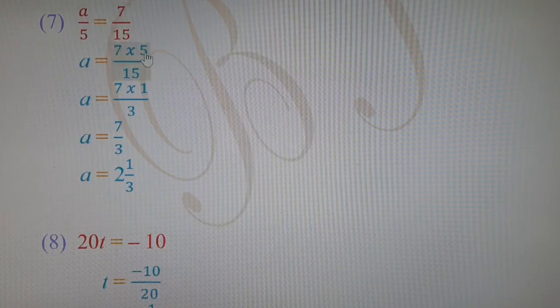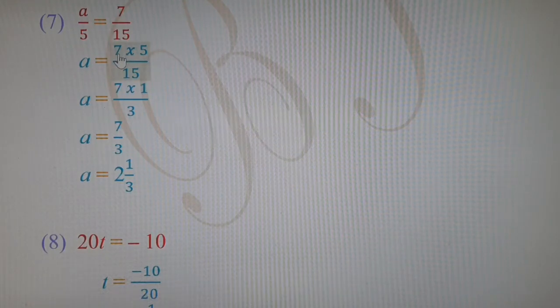7 multiply by 5. And 7 upon 15 we copy as it is. And the alphabet A is kept alone. The variable A is kept alone. We'll solve this further. In the next step, A is kept on the left hand side. Next step, we'll solve 7 into 5 upon 15 further.